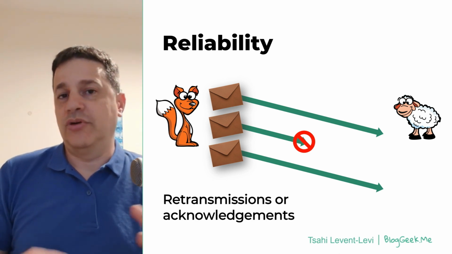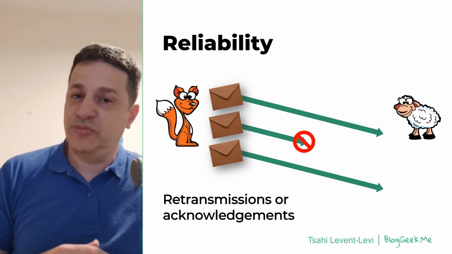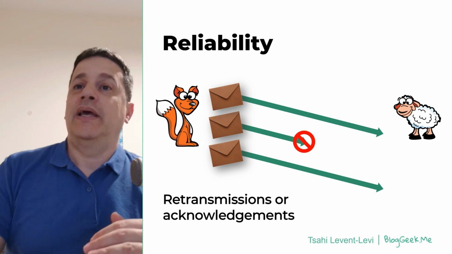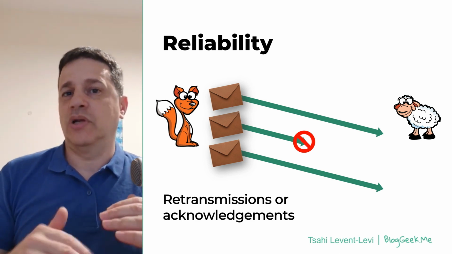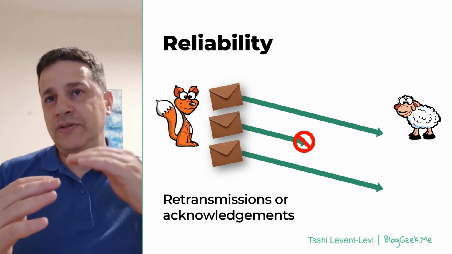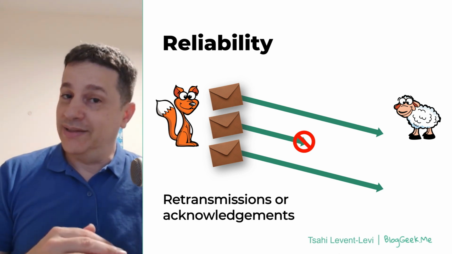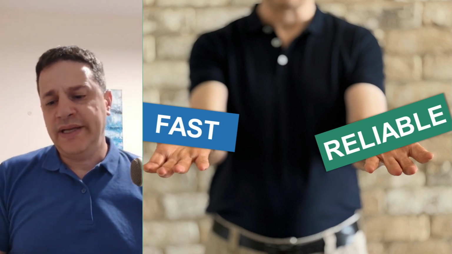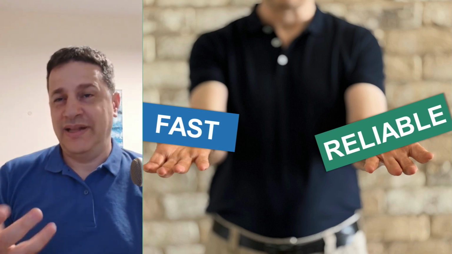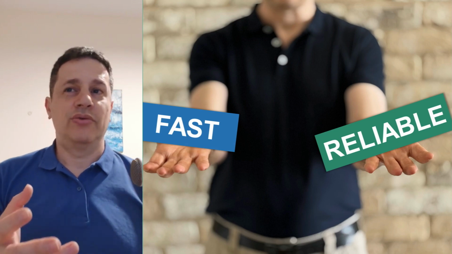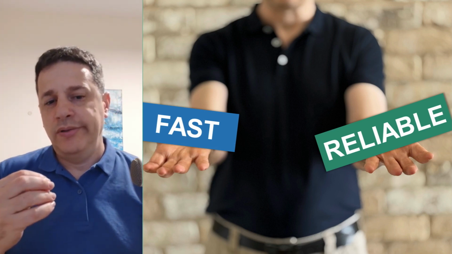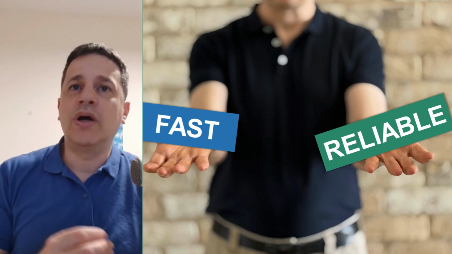Okay? So for reliability, we can do things like retransmissions and acknowledgements, and again, adding these mechanisms adds latency. So if I want reliability, I'm going to lose a bit on the latency part. You can either get things that are fast and happen really quickly, or reliable. You can't really have both. At some point, you need to make some concessions.